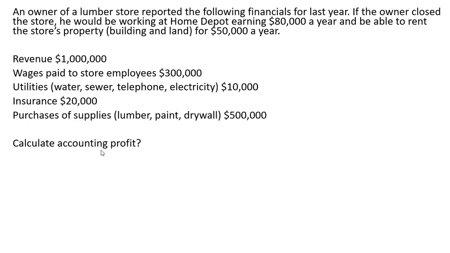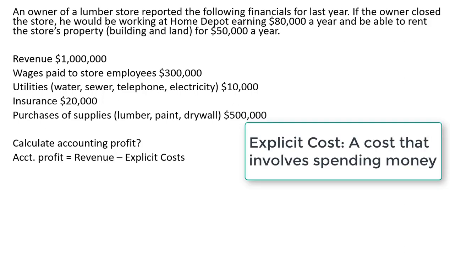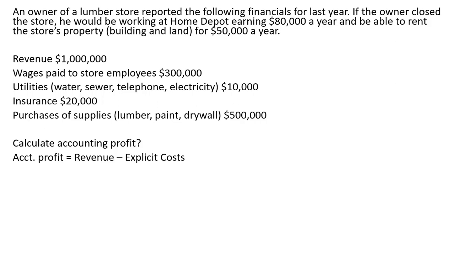So let's calculate accounting profit. Accounting profit is revenue minus explicit cost. What is an explicit cost? It is a cost that involves spending money. So if the firm is buying inputs and a check is being written for those inputs, money is changing hands, it is an explicit cost.